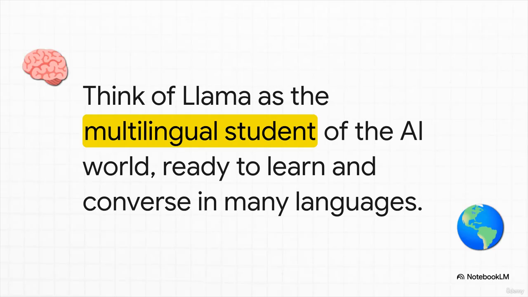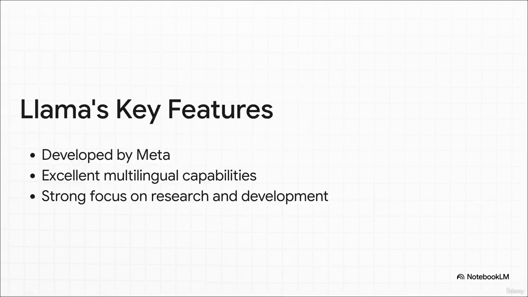First up, we have Llama. If these AIs were people in a classroom, Llama would be that brilliant, well-traveled student. You know the one: super smart, always curious, and can chat with you in a whole bunch of different languages. Llama comes to us from Meta, and it really is a powerhouse. It's famous for its multilingual skills, for sure. But its real secret weapon is that it has deep roots in the research community.